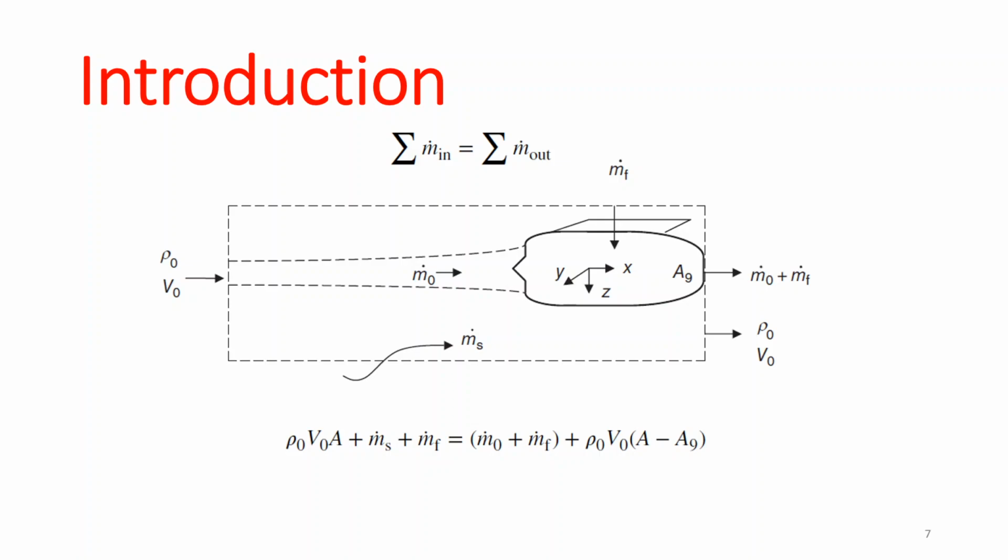Okay, so if you write the conservation of mass equation, this is what you are going to get. Your m dot in is going to be rho naught v naught A, which is the area here, plus m dot s plus m dot f, and your m dot out is m dot naught plus m dot f plus rho naught v naught times A minus A9, right?